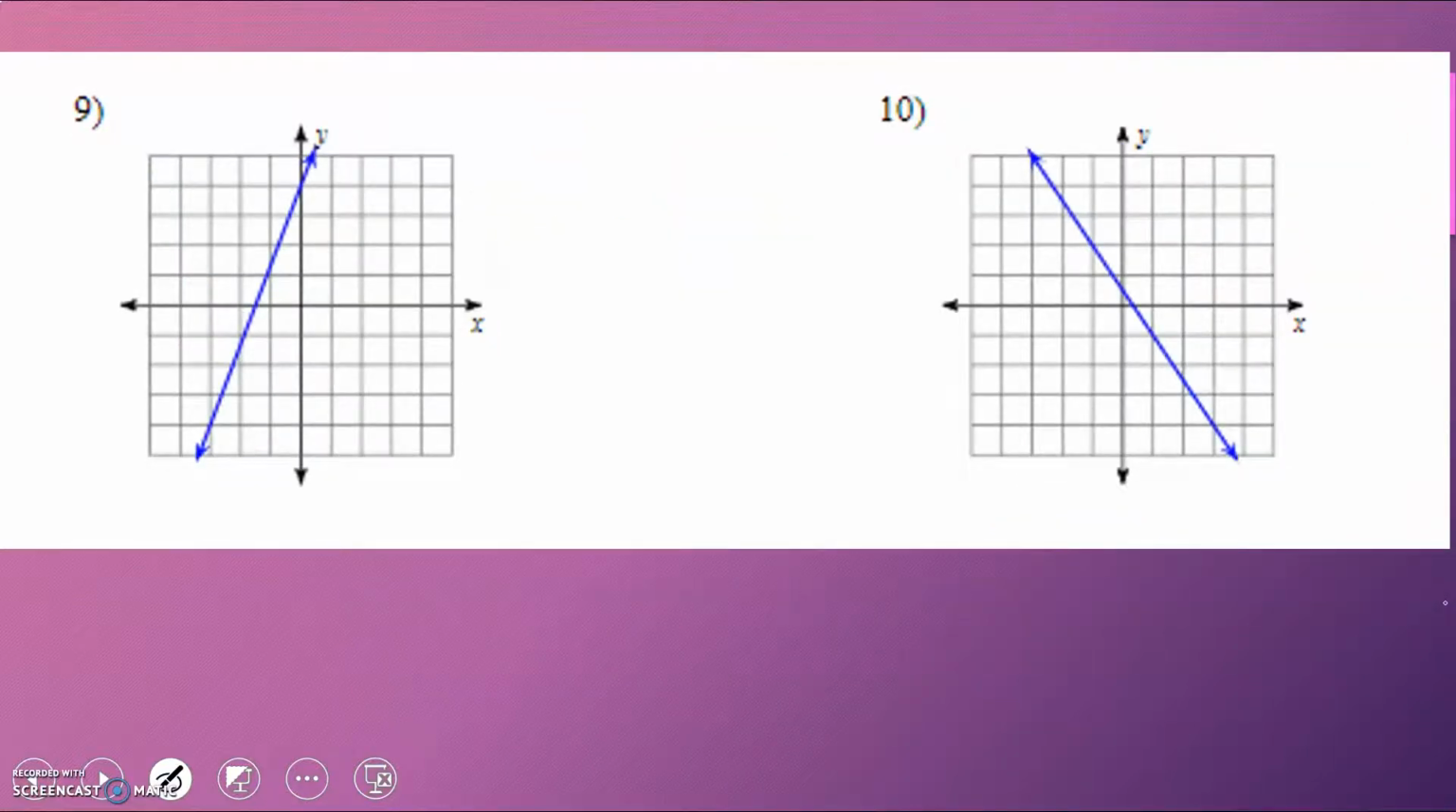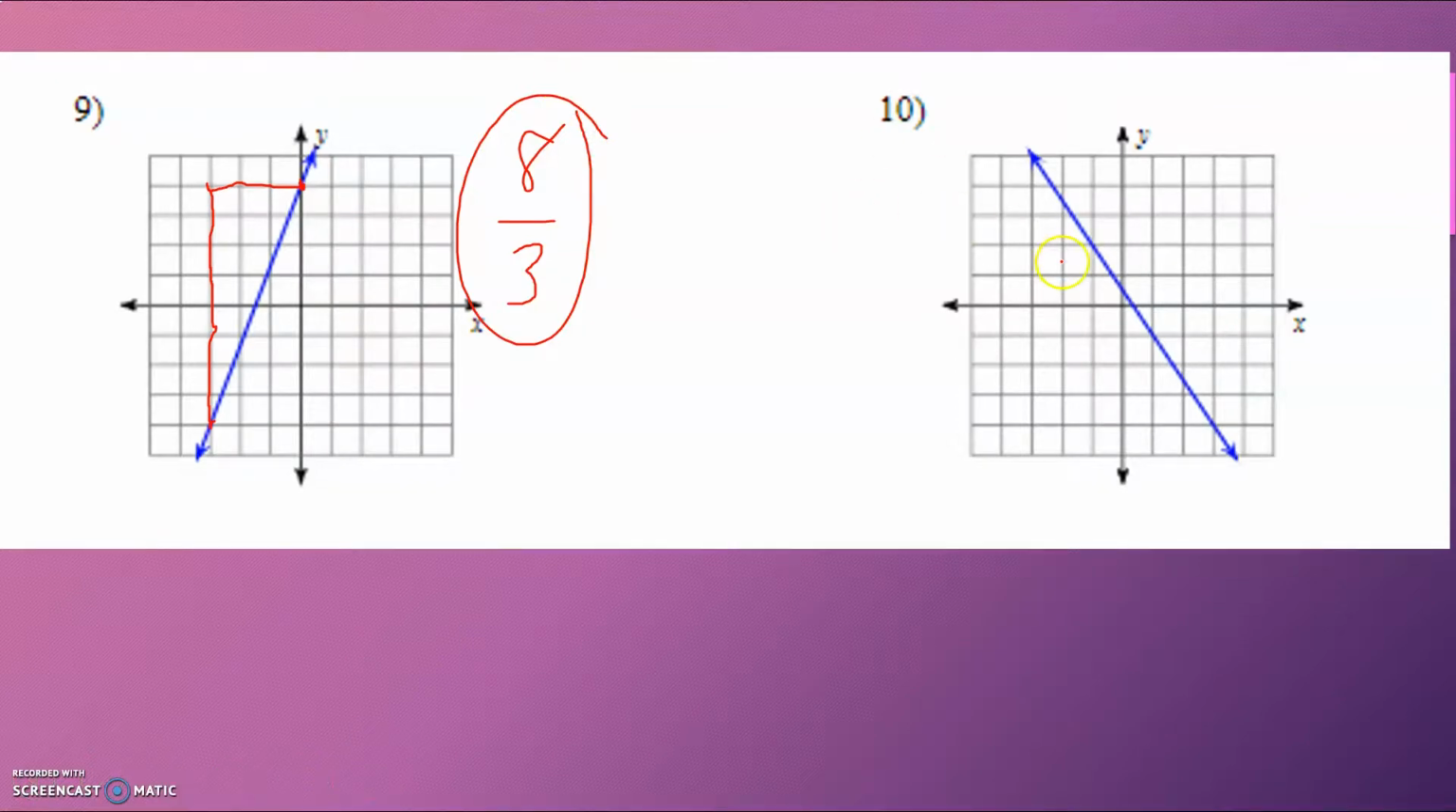Number 9. With these next few problems, you don't have a point given to you. You're going to have to find your own point. So this could be a point, and this could be a point. You want to make sure that they completely cross in the middle. So our rise is going to be 1, 2, 3, 4, 5, 6, 7, 8, divided by 1, 2, 3. So 8/3 is our slope.